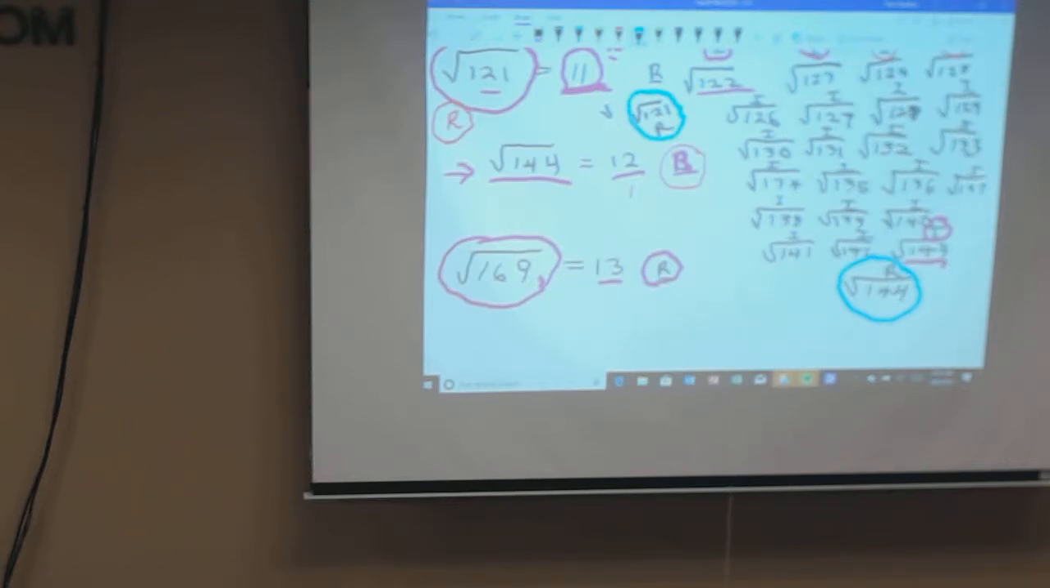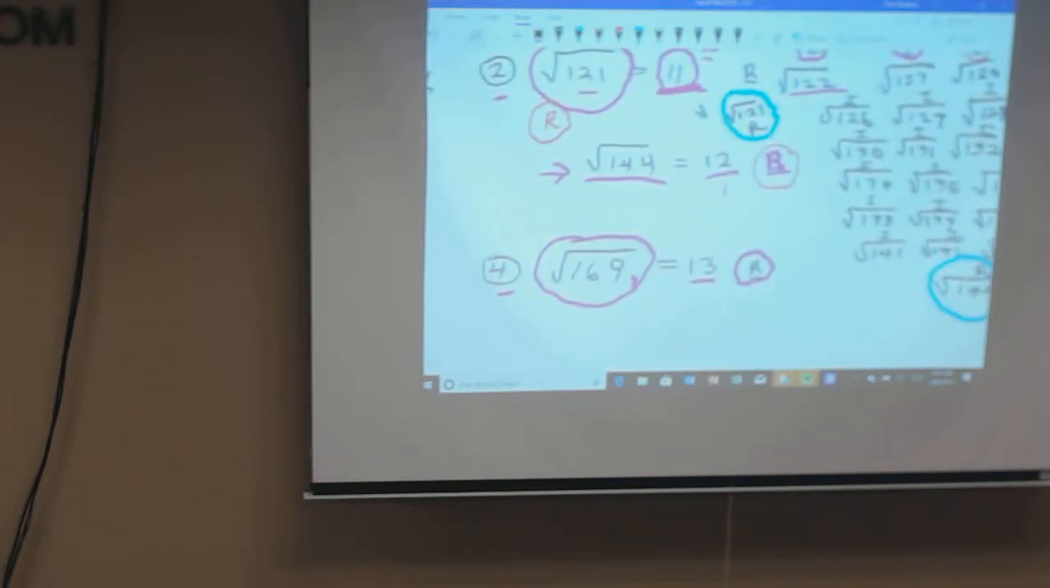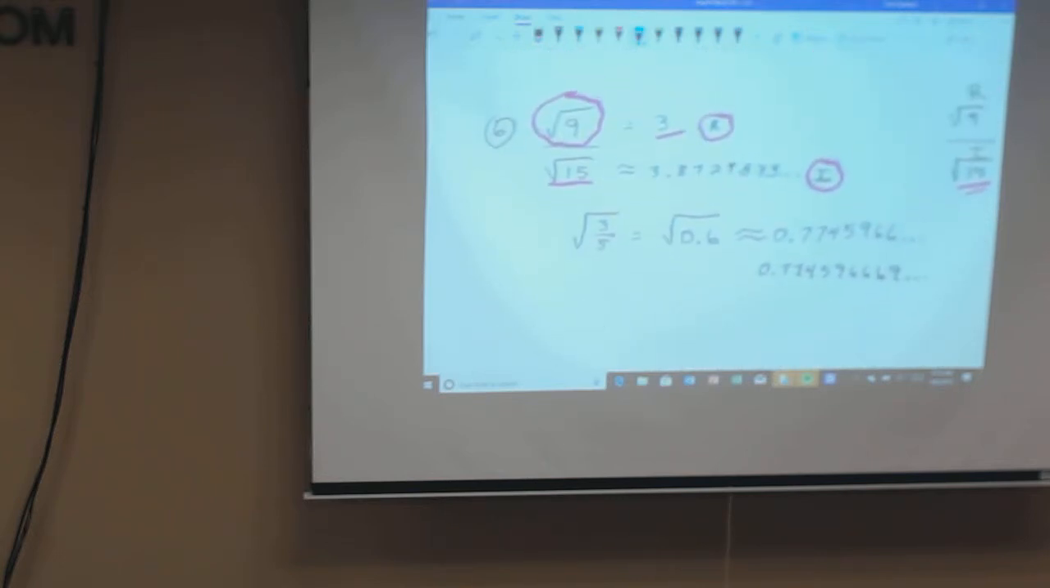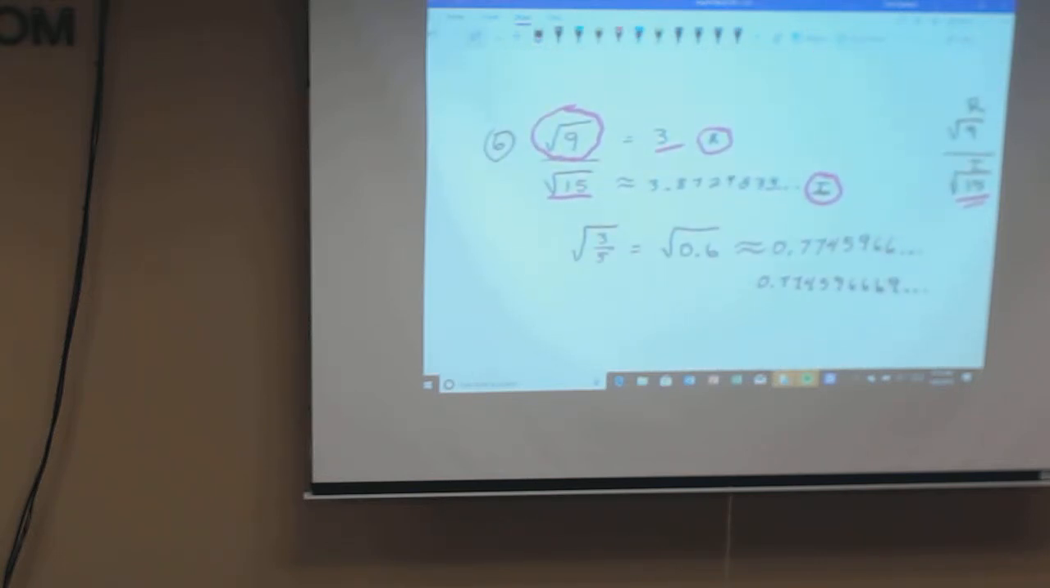So what's number 4? The square root of 169? You go, well, put in 169, hit the square root button, and what do you get? 13. So that's rational. You follow that? Everybody see that? Number 6, the square root of 9, hit the square root button. What did you get? 3. So that's rational.